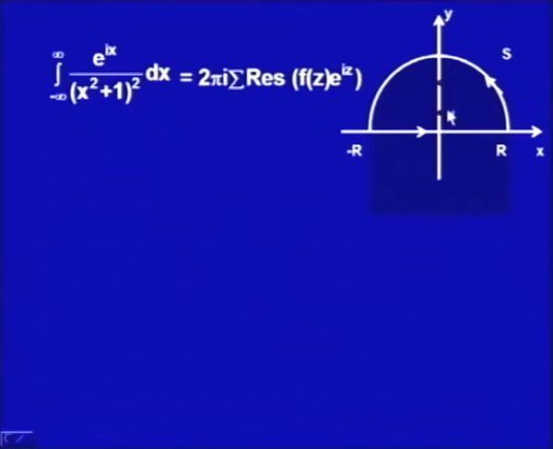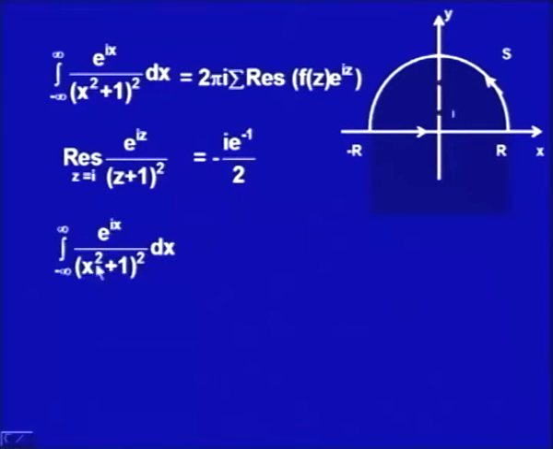In the upper half plane, in this particular example, we have only a single pole at i. So, the summation is replaced by the single value, the residue at z = i of e^(iz)/(z² + 1)², which we just calculated as -i e^(-1)/2. So, my integral from minus infinity to plus infinity of e^(ix)/(x² + 1)² dx has come up as 2πi times (-i/2) e^(-1). i times i is i², that is -1, and the 2 is getting cancelled out, so we are getting π/e.